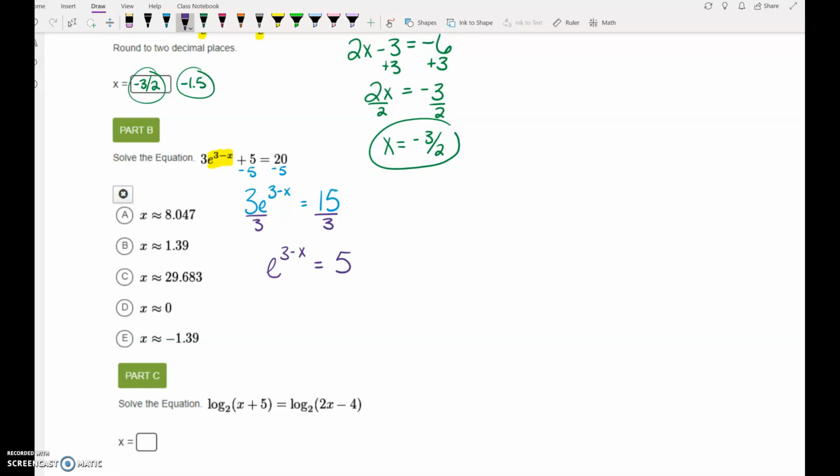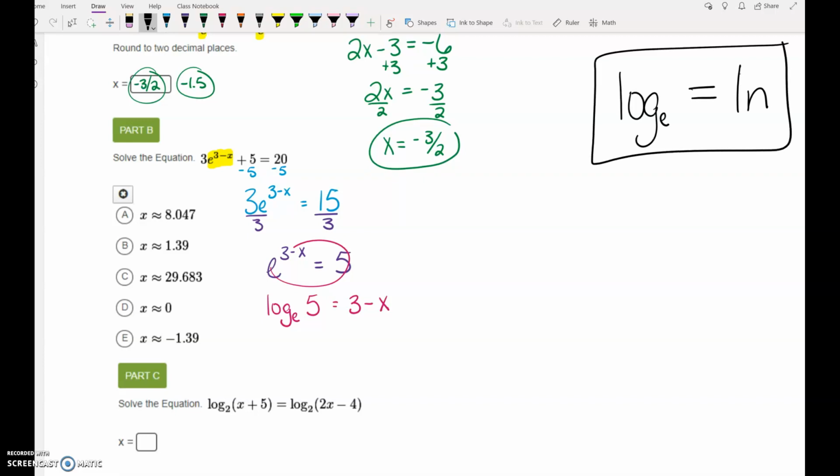Now we are stuck with an exponent that has x in it. Anytime you're stuck, do the log ride and change forms. Whee! Log base e of 5 equals 3 minus x. You need to remember that log base e is exactly the same as ln. So anytime you write log base e, you can replace that with ln. ln of 5 equals 3 minus x. ln of 5 you can do in your calculator.